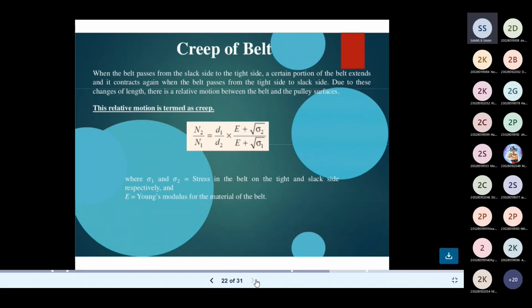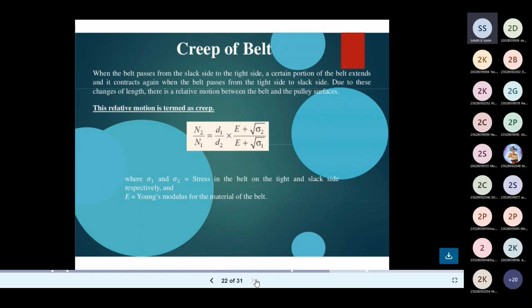Very important phenomenon, that is creep of the belt. What happened in this slip? As I discussed earlier, in slip every portion has some friction, but sometimes due to the lack of friction grip, only the pulley can go in the forward motion while the belt is in the same position. It means in the static position at times. So whatever picture is there at that time, that is called a slip.